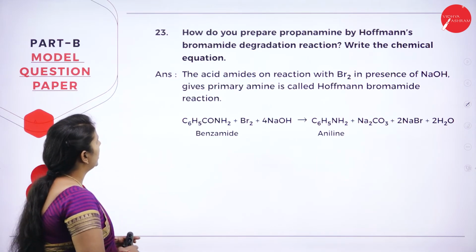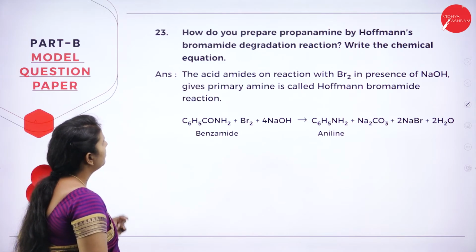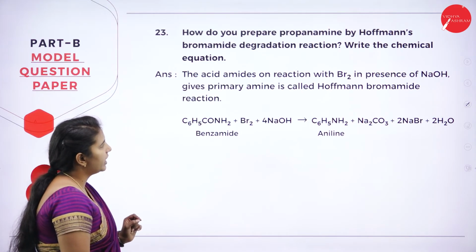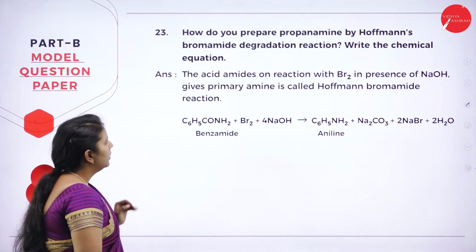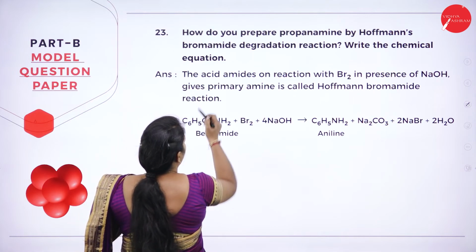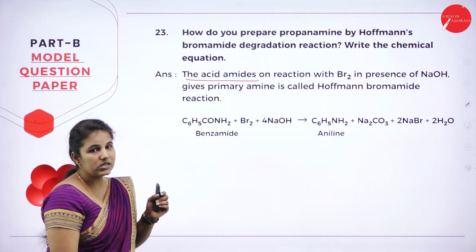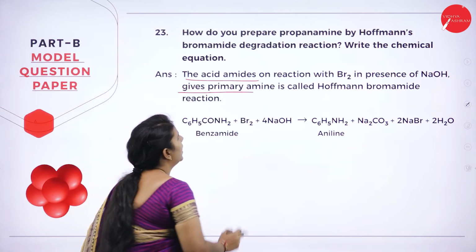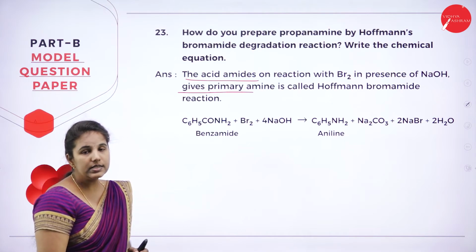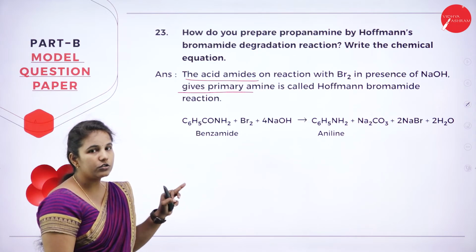Coming to the next question, how do you prepare propanamide by Hoffmann bromamide degradation reaction? Write the chemical reaction. So when an acid amide is reacted with bromine water in presence of a very strong base, it gives rise to the primary amine. This reaction is known as what? Hoffmann bromamide reaction. So here we need to take what?